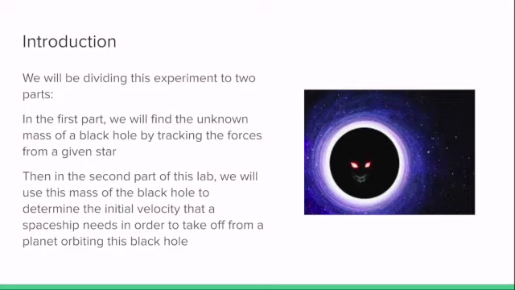In this lab, we'll be dividing this experiment into two parts. In the first part, we'll find the unknown mass of a black hole by tracking the forces from a given star. Then, in the second part of this lab, we will use this mass of the black hole to determine the initial velocity that a spaceship needs in order to take off from a planet orbiting this black hole.